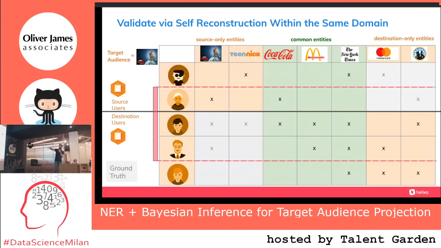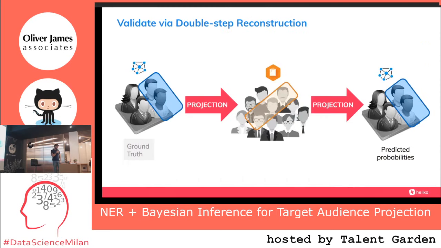A slightly more complicated one is when you validate using self-reconstruction within the same domain. What it means is that you start with, in that case, the panel of the survey, and then you divide it in six chunks. The first chunk, horizontally, you divide in source and destination users, but actually they are from the same data set. So the gray zones here are information that you do have available, but you mask them from the model. You don't show it to the model. So you only use the information from the source users on common entities to project, to select which users you want in the destination one. But then you repeat the same query because now you have this information, and then you compare the two different projections.